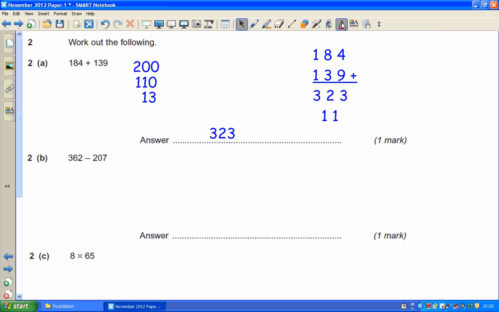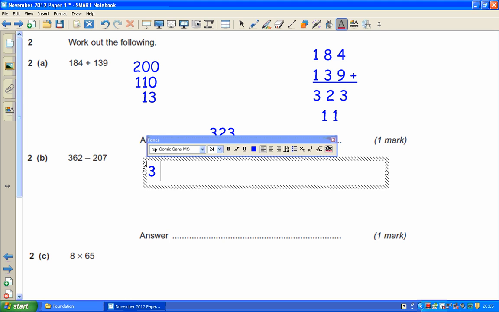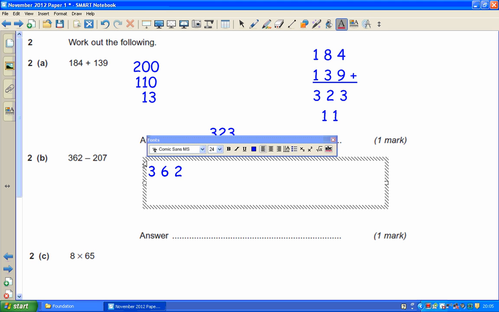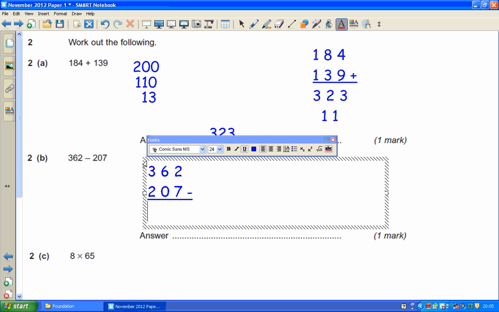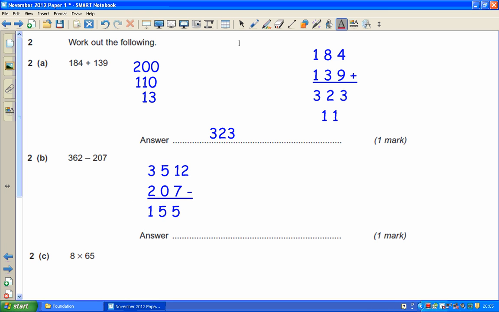Taking away, 362 minus 207, and I guess again a lot of you will do the column method. And so, starting off, 2 take away 7, we can't do 2 take 7, so we have to borrow 1 from there and make that into 12. So 12 take 7 is 5, 5 take nothing is 5, and then 3 take 2 is 1. So there's your answer, 155.